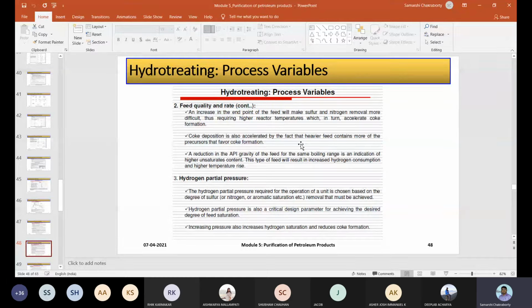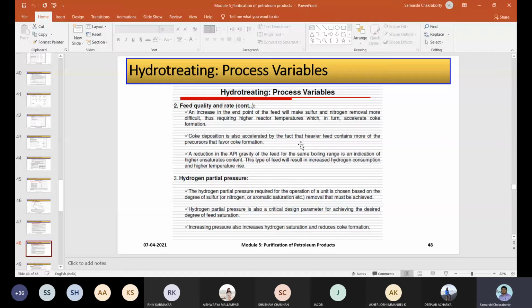The increase in the end point of the feed will make sulfur and nitrogen removal more difficult, and thus require a higher temperature, which in turn accelerates coke formation. So I have already talked about that. The coke deposition is also accelerated by the fact that heavier feed contains more precursors that favor coke formation. I told you the first time itself when I was talking about the temperature. If you are dealing with heavier feed, like a heavier petroleum fraction, definitely the chances of coke deposition are going to be more.